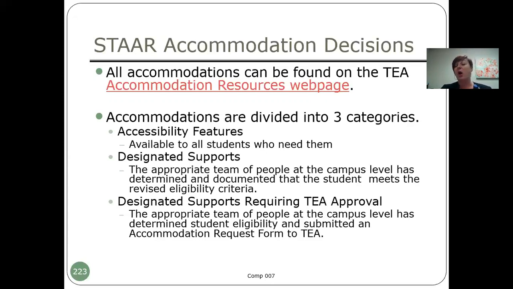But then our designated supports, the appropriate team would have to assign those. And all but 3 of those from our last school year were able to be designated by the LPAC without coordinating with any other campus team. And then we do have some designated supports that require TEA approval. And of course, these are going to be a little bit more extensive.